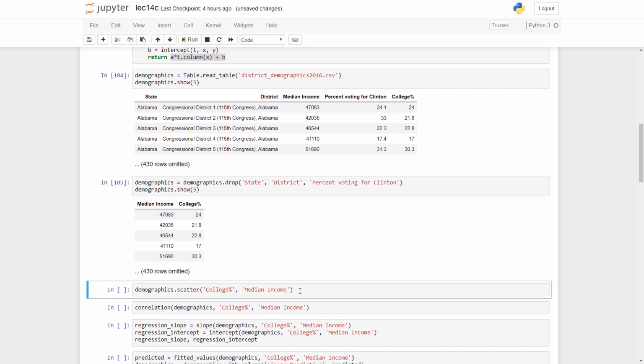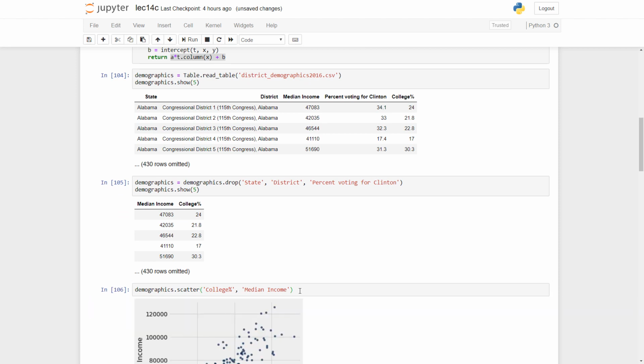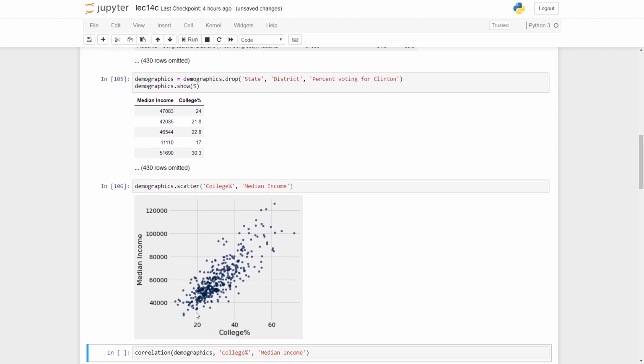And let's plot the relationship between these two using the scatter plot. So here is the percentage of college, and here is the median income. And as you see here, there is of course a linear relationship, a kind of correlation between the two variables.